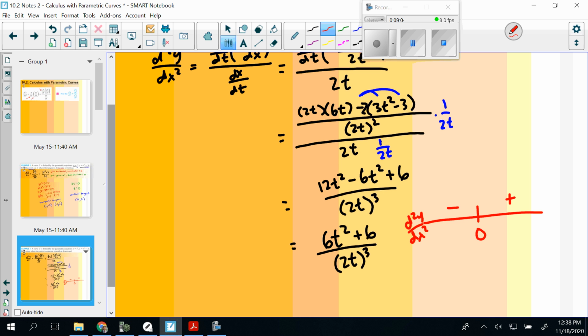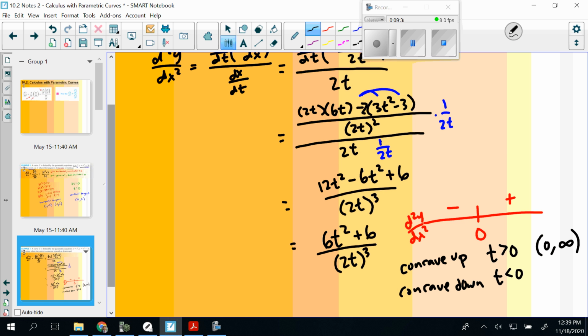So it appears from our second derivative that this graph is concave up when t is greater than 0, or from 0 to infinity here, and it's concave down when t is less than 0, so negative infinity to 0. So that's where it would be concave up and concave down.